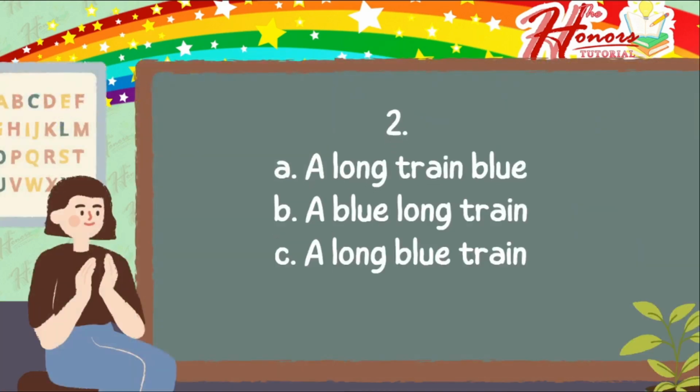Next, number 2. Which one is correct? A. A long train blue. B. A blue long train. Or letter C. A long blue train. What do you think is the correct answer?